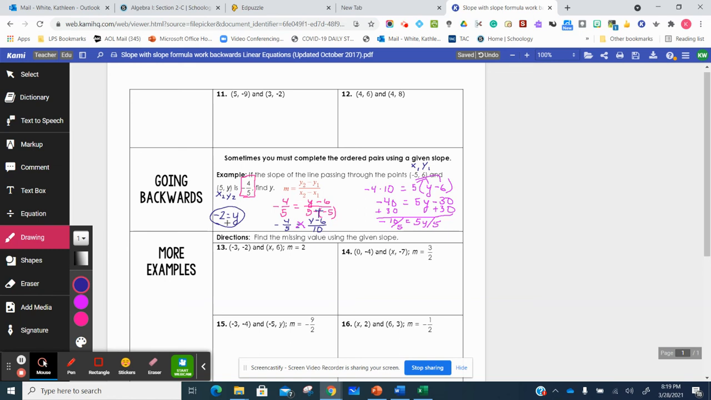So my point, instead of y here, would be 5, -2. And that's how you do that. That's how you work backwards. So hopefully you'll be able to do a few of these problems. I think I'm going to circle some for you to do.